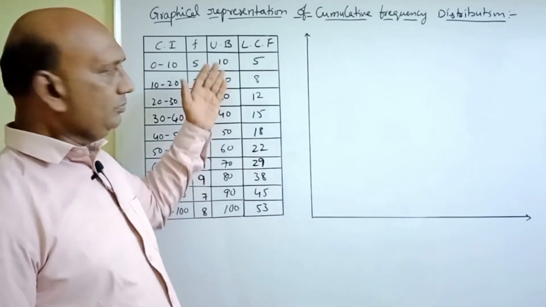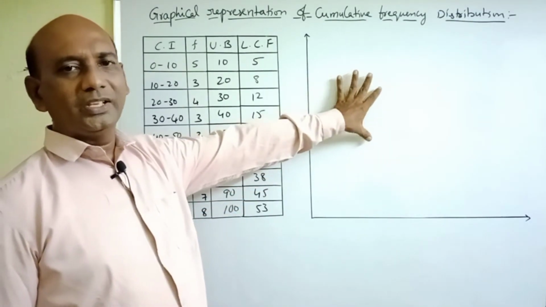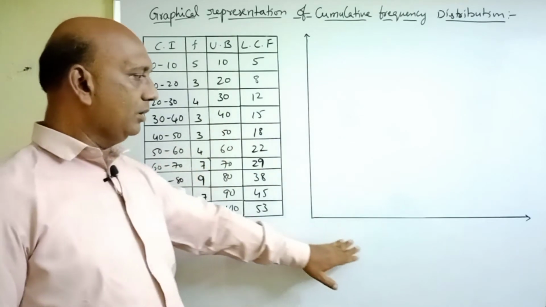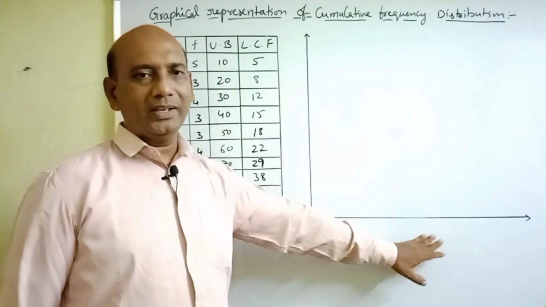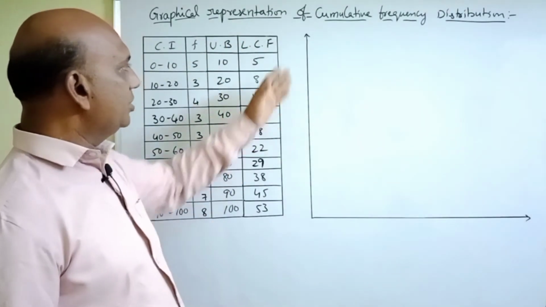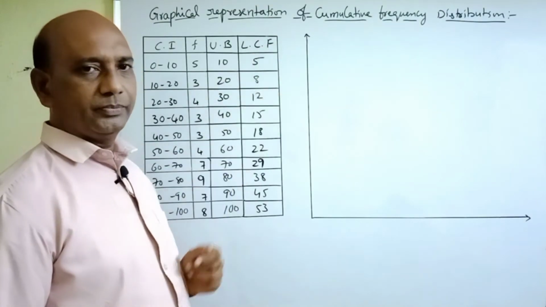So, these two columns are taken to construct the less than cumulative frequency curve. That means upper boundaries are taken on x-axis, that is on horizontal axis, and less than cumulative frequencies, this column is taken on y-axis, that is on vertical axis.